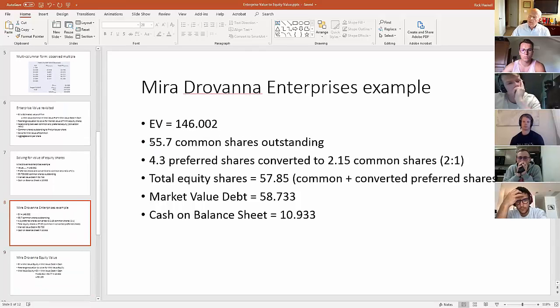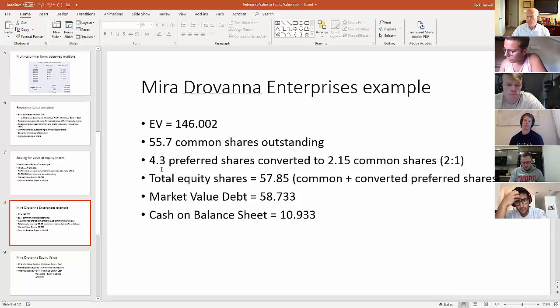So again, we're going to now take that enterprise value, and we're going to think about the shares of common, but we also have to think about the shares of preferred. So in this case, there's 4.3 million shares of preferred outstanding. And if that is convertible 2-to-1, that means for every share of preferred, there's half a share of common you can convert it to.